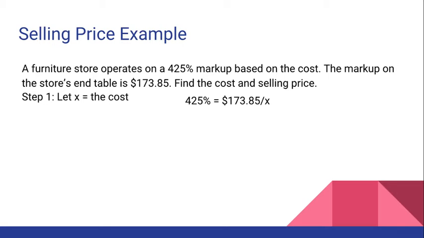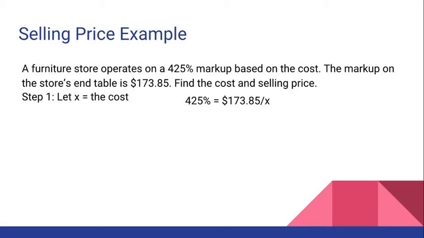Now I want to find my selling price. My selling price, remember, is the cost plus the markup. We were given our markup, we just found our cost. So we're going to add the two together so that we get a final selling price of this end table to be $214.76.